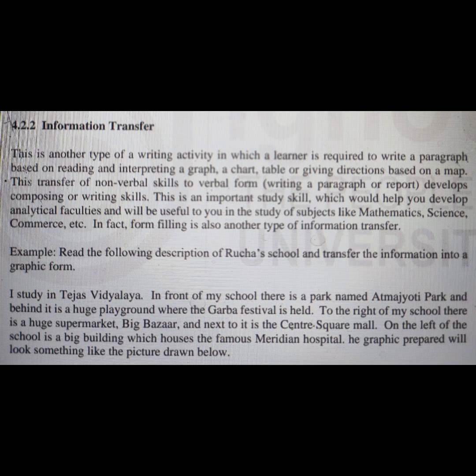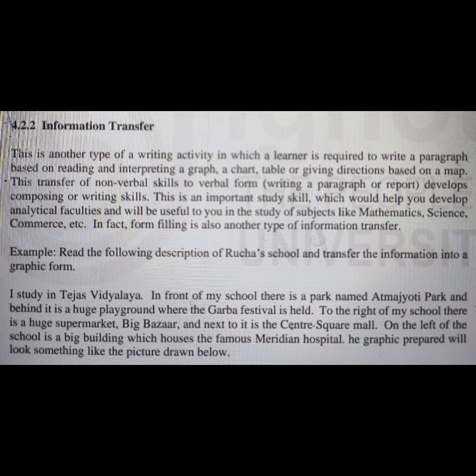Example: read the following description of Rush's school and transfer the information into a graphic form. I study in Tekis Vidyalaya. In front of my school there is a park named Atmajoti Park, and behind it is a huge playground where the Garba festival is held. To the right of my school there is a huge supermarket, Big Bazaar, and next to it is the Center Square Mall. On the left of the school is a big building which houses the famous Meridian Hospital.